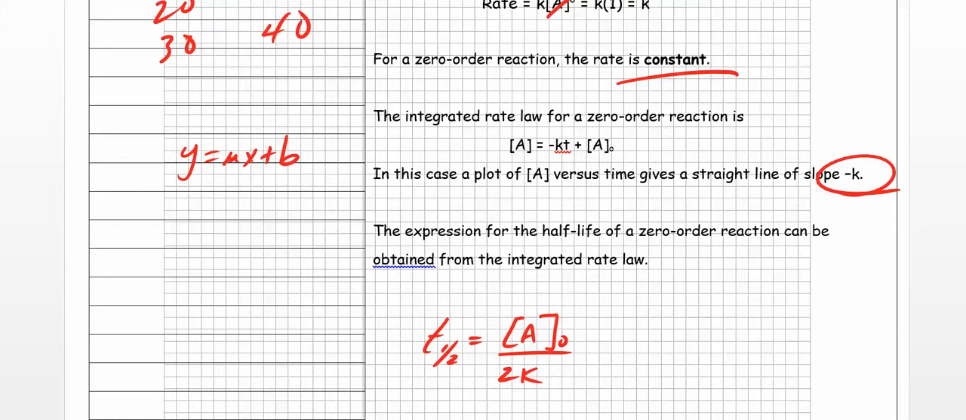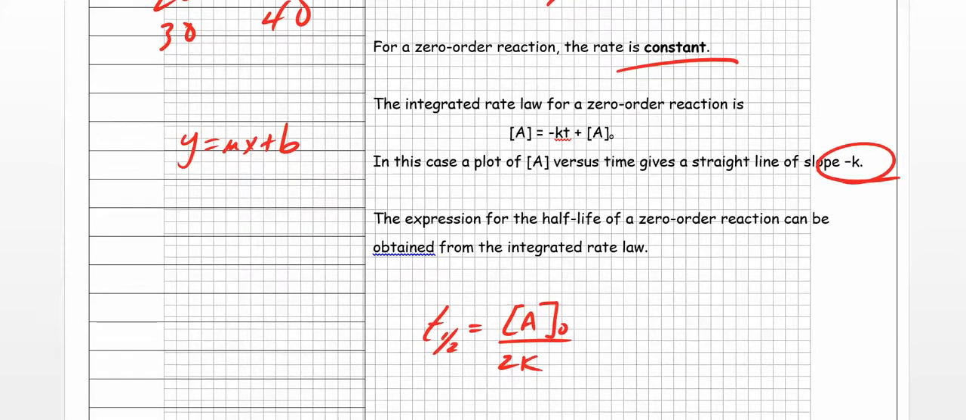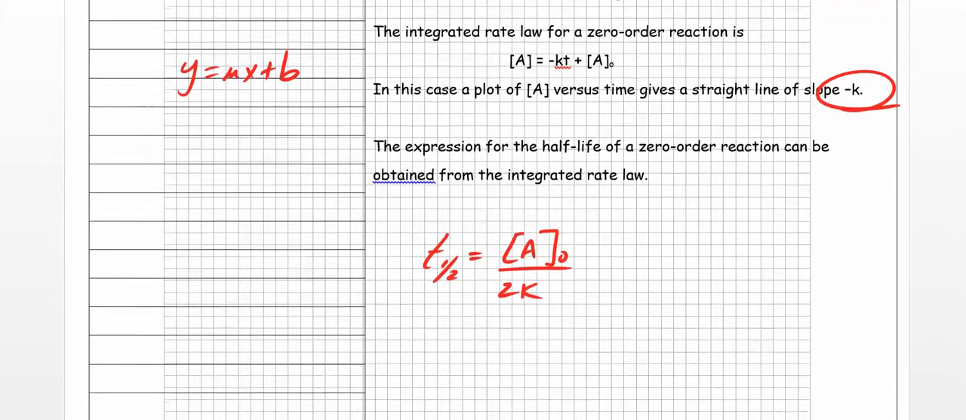It says the expression for the half-life of a zero-order reaction can be obtained from the integrated rate law. So once we have the integrated rate law, this is it, again, for a zero-order reaction. If you tell me the initial concentration that you started with, and you give me the K value, I can tell you what the concentration is of the reactant at any given time, right? At any given time. All right, so that's fantastic. So now we know the differential rate law, we know the integrated rate law.